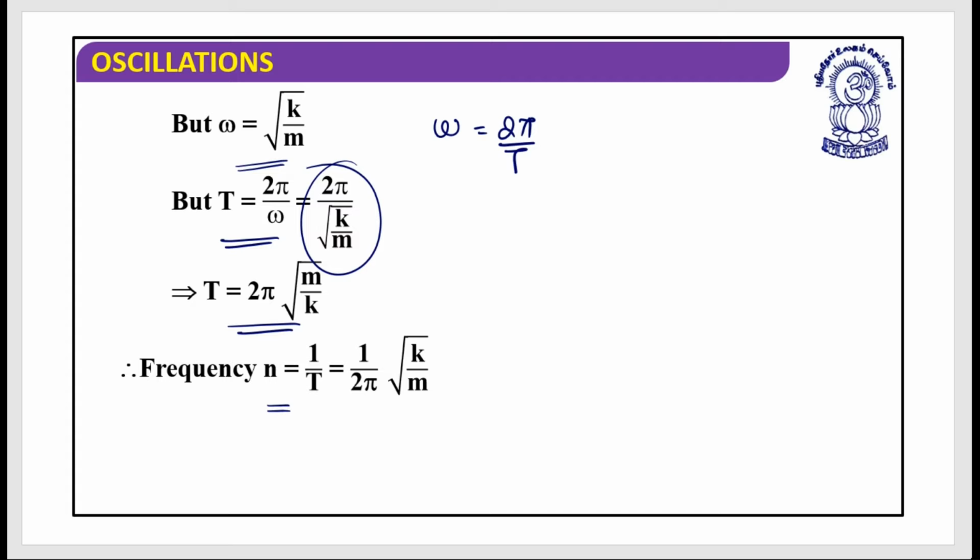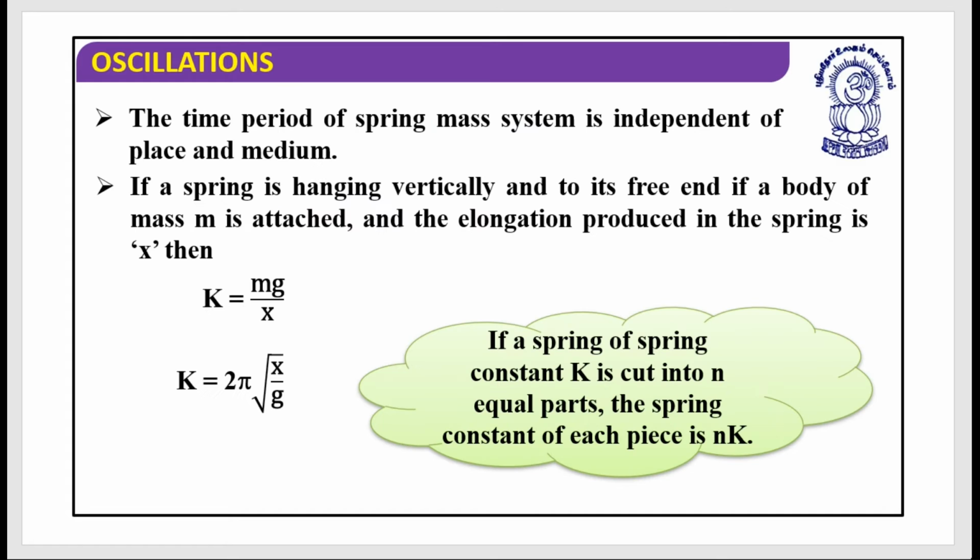If I want to find the frequency of these oscillations, f equals 1 by T, which equals 1 by 2 pi times root of k by m. This is the frequency of these oscillations. I hope this is clear. Is it clear? Great. So this is the relation for the time period. Please keep this noted.